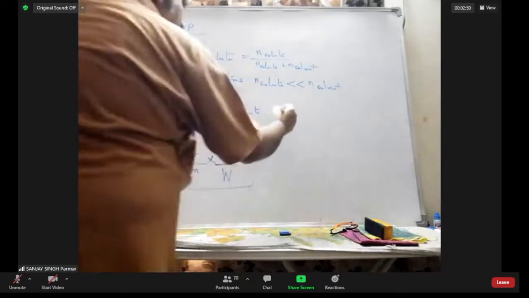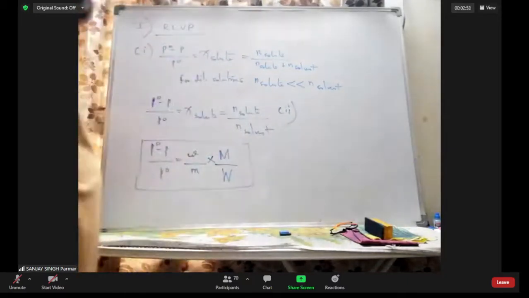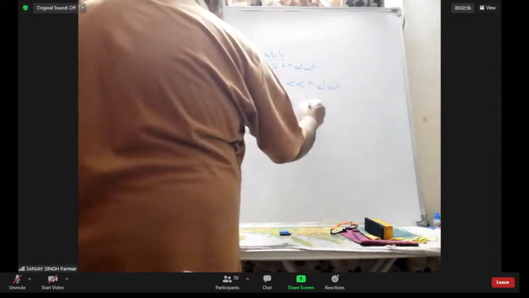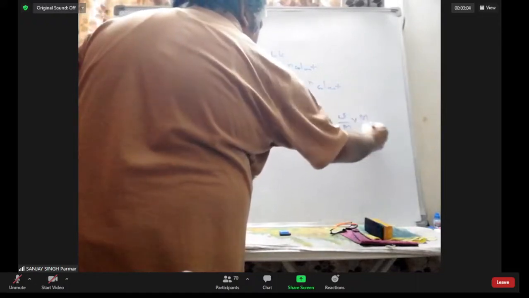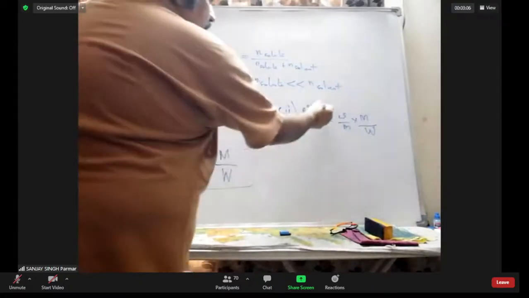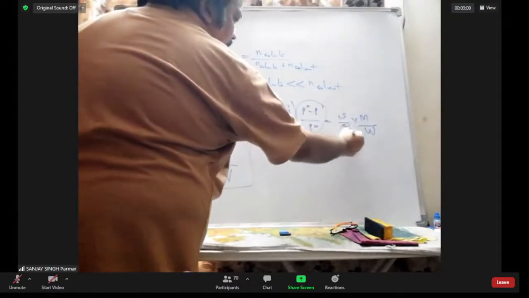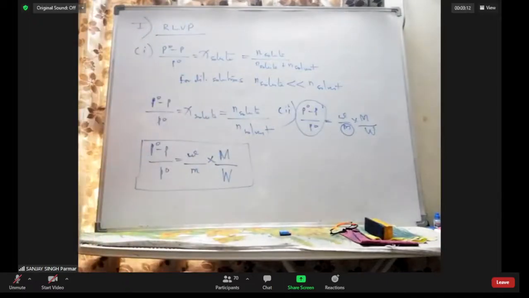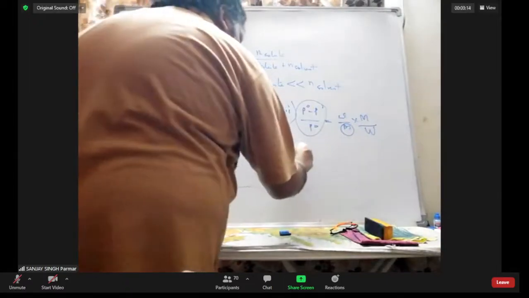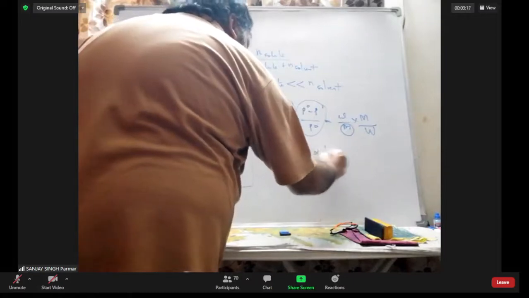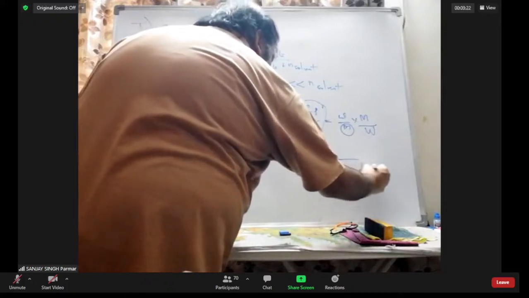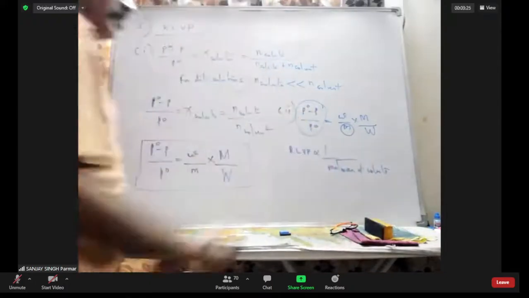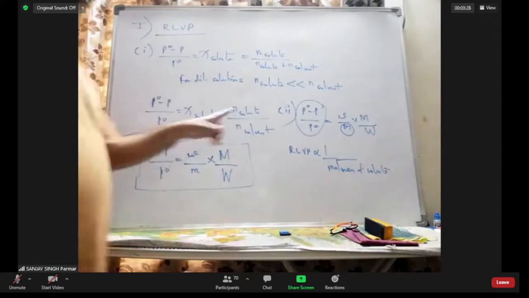Now coming to point number two. Point number two: RLVP, as I am applying the formula, this is our RLVP and this is the molecular mass of the solute. So from this, it's very clear that RLVP is inversely proportional to molecular mass of solute.